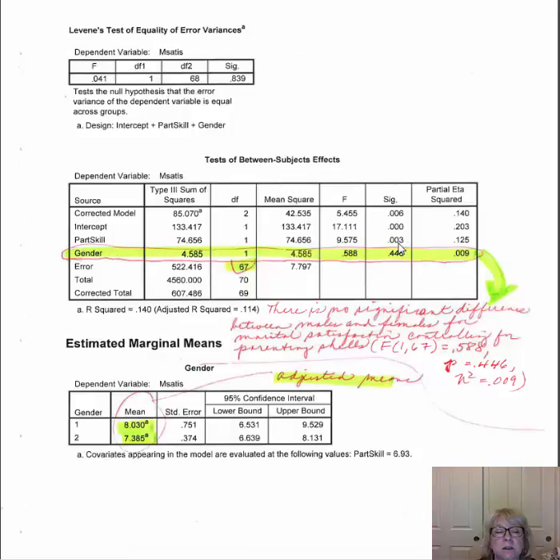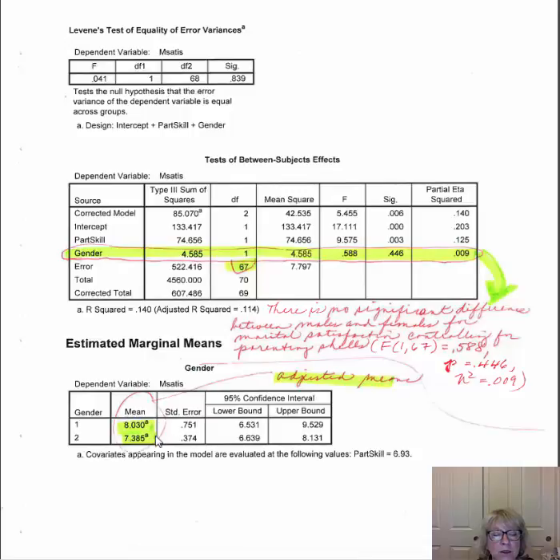Notice this is significant because the correlation was significant. So let's look at gender. The gender F with 1 and 67 degrees of freedom is actually not significant. So we're simply going to say here there is no significant difference between the males and females for marital satisfaction controlling for parenting skills. F with 1 and 67 degrees of freedom is equal to 0.588. The probability is 0.446, and the eta square is very low at 0.009.